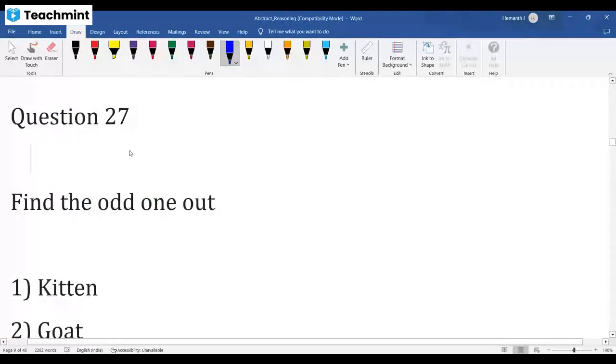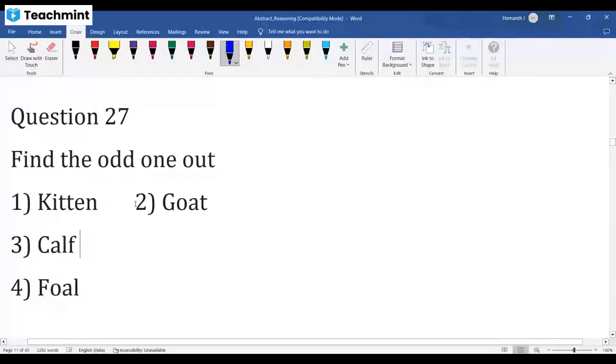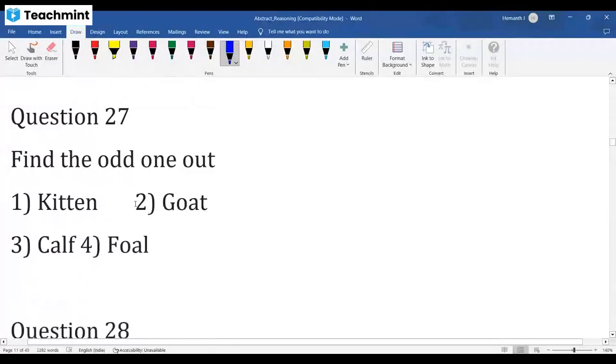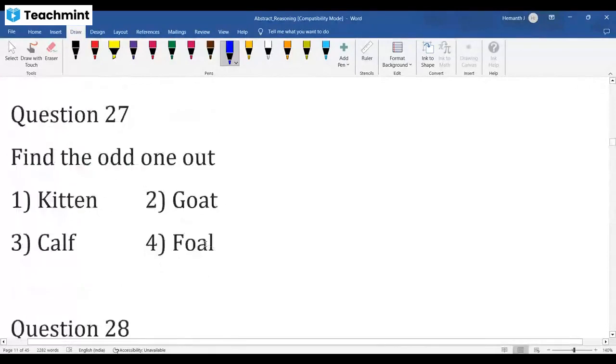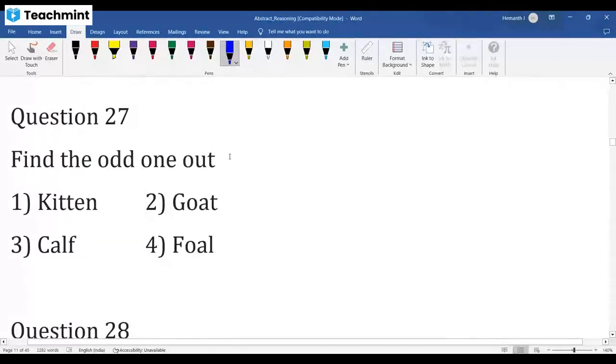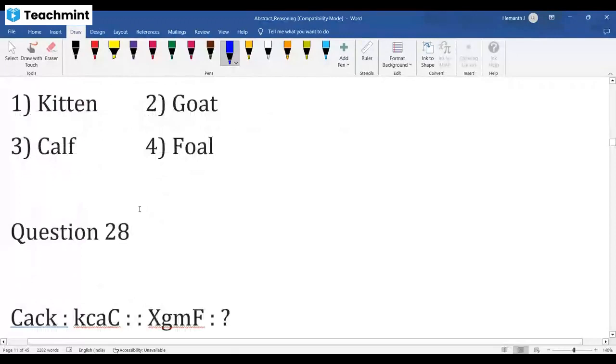Next, odd one out. I think this you people can handle. I think this is all the young animal names, right? So fine. This all you can just see odd one out related to words. You need to know the meaning of what is kitten, what is gulf, all those things. This question already discussed in today's session.